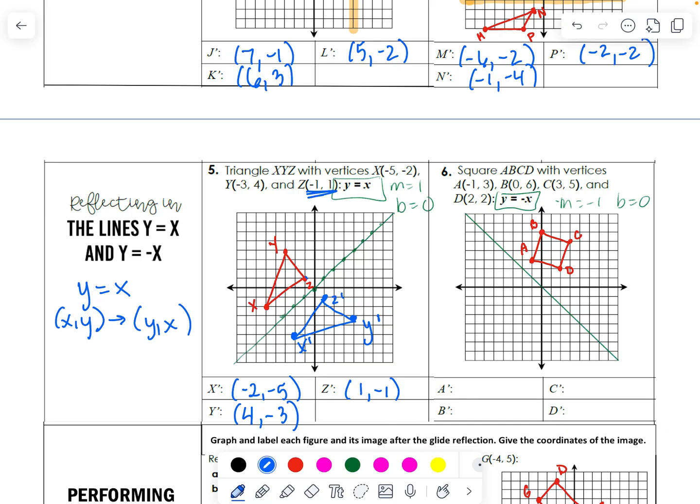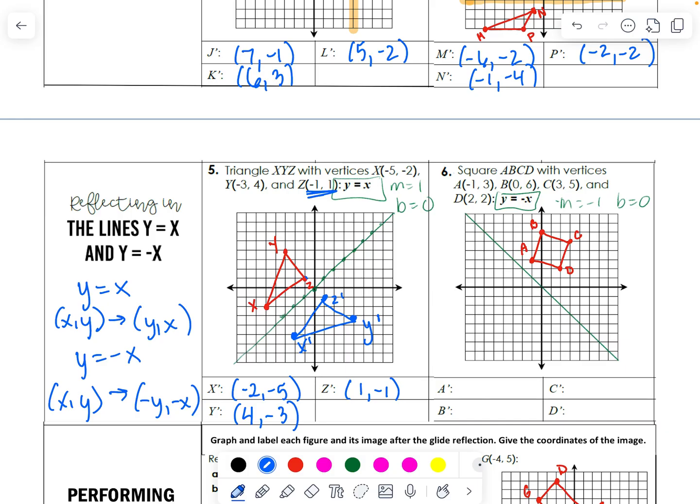I believe that these are essentially very helpful. So when we reflect over y equals -x, we do the same thing where we're going to switch the x and y, but to take into consideration the negative, we're going to do the -x and the negative of y and just flip. So it's -y, -x.